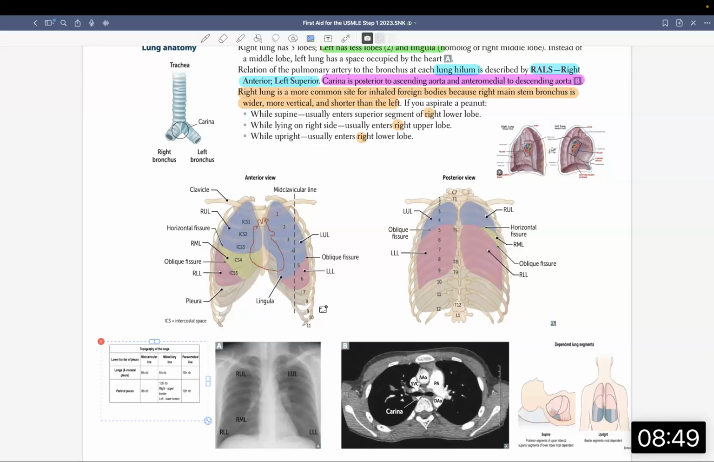Mid-axillary will be 10. It's not shown here clearly, but yeah, 10, and then 12 on the paravertebral. So here 12 is ending, so we see that clearly. This should technically be 8, 10 in the mid-axillary on the side, and then 12 on the back.